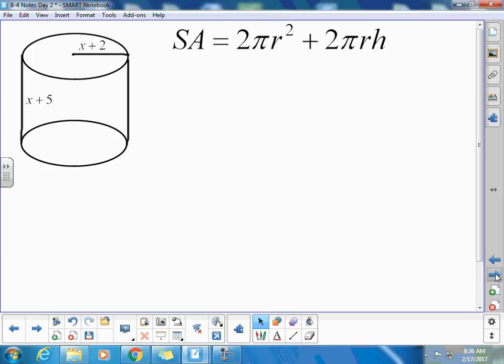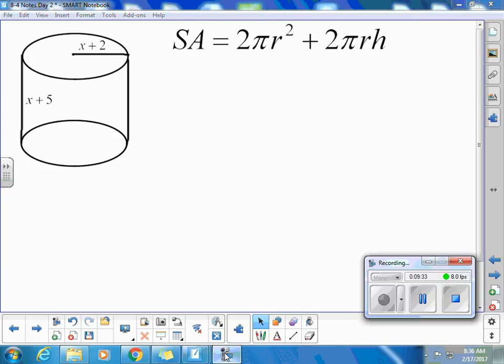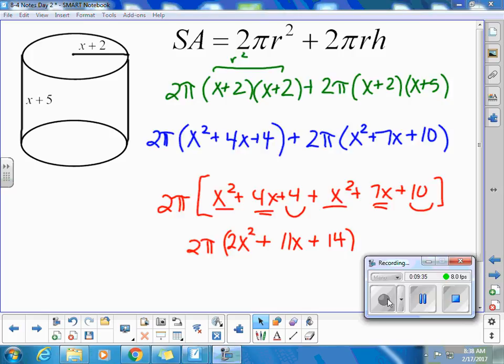Go ahead and try this one on your own and see how you do. So put me on pause and come back. All right, so you should have gotten 2 pi times the quantity 2x squared plus 11x plus 14.